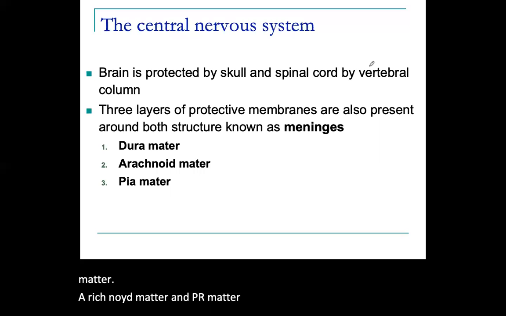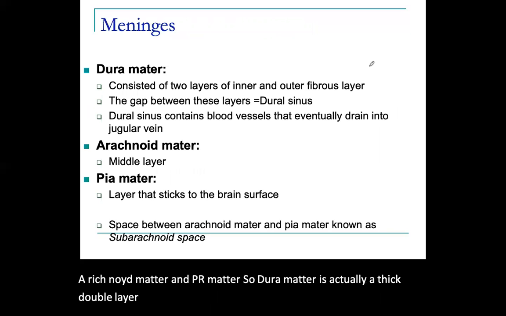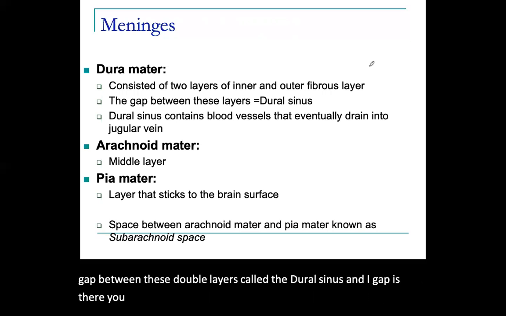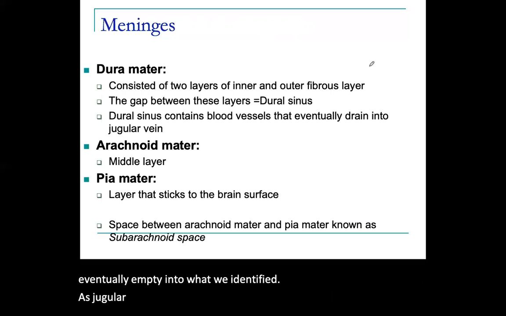So dura mater is actually a thick double-layer membrane, which is identified as a fibrous layer. There is a gap between these double layers called the dural sinus, and that gap is where you have your blood vessels draining from the brain and eventually emptying into what we identified as the jugular vein, which sends the deoxygenated blood from your brain back into your heart.